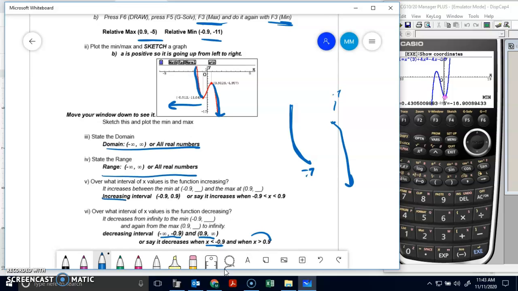The only place it's increasing is between the two. It's going up before it goes back down again. So between negative 0.9 and 0.9.